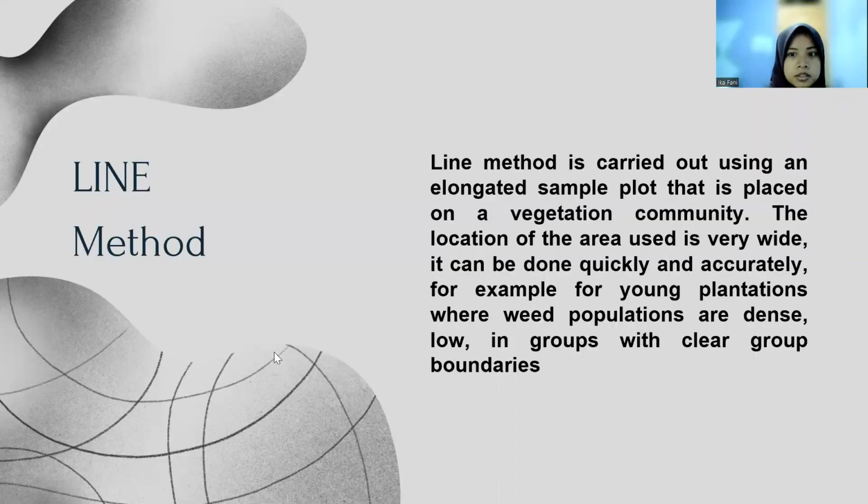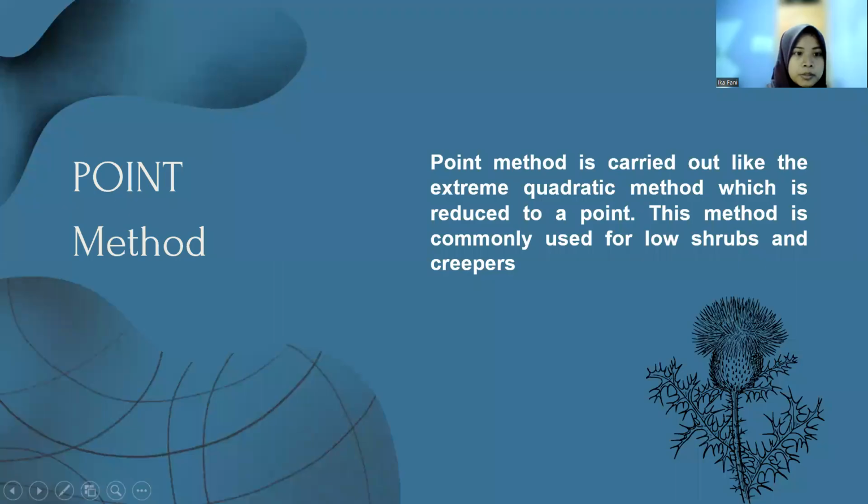Next, line method. Line method is carried out using an elongated sample plot that is placed on a vegetation community. The location of the area used is very wide. It can be done quickly and accurately, for example, for young plantations where weed populations are low in groups with clear group boundaries. Point method. Point method is carried out like the extreme quadratic method, which is reduced to a point. This method is commonly used for low slopes and creepers.